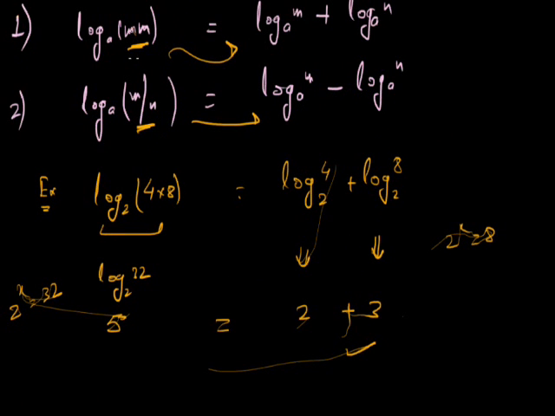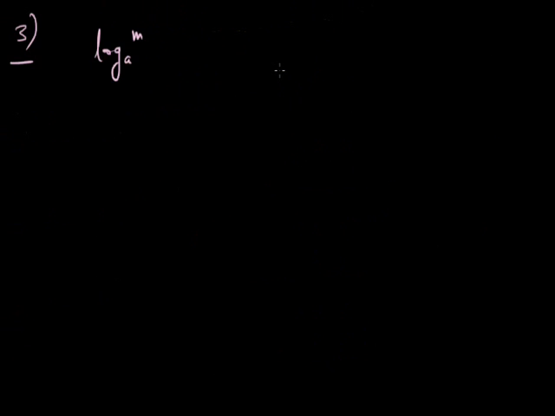Next is the third one, which we call the base change theorem. Log of m to the base a. Suppose while doing a problem we are not able to solve it, we need to change the base. In addition and subtraction, we saw that the base is common. Whenever we deal with problems, the base should be the same. Suppose the base of a certain logarithm is not equal, we have to change the base into the required base. This is the base change.